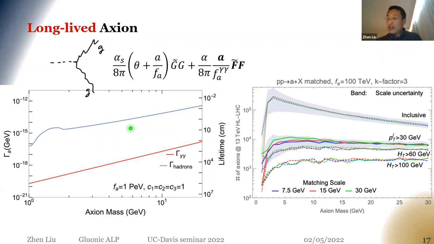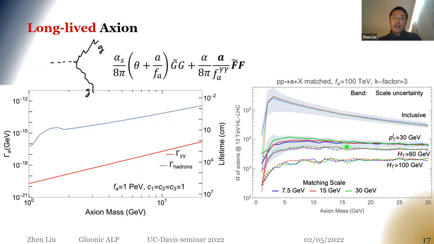I think it was totally luck that when the axion can be long-lived, which gives a slim hope to be seen at the colliders, the production rate is acceptable. So for a decay constant of 100 TeV, we can have even 10 to the 5 axions inclusively. For a PeV decay constant, we reduce that by 2 orders of magnitude. And if we require that the axion is produced in association with a jet with minimal pT, or the system has some HT, the scalar sum of all the hadronic activities in the transverse plane, greater than a certain value, we still have 1,000 or 10,000 axions. With the PeV decay constant, we still have 10 to 100 of them.